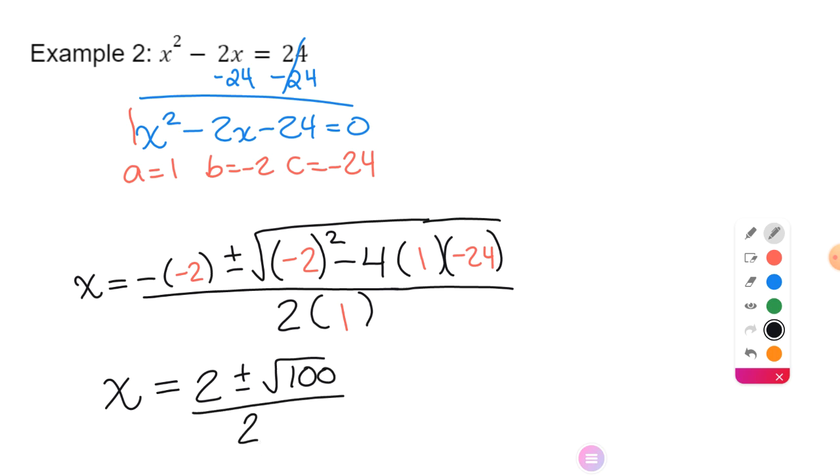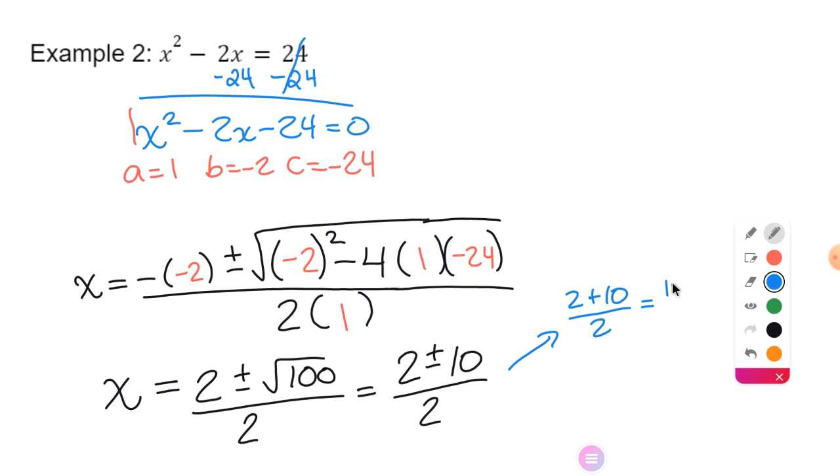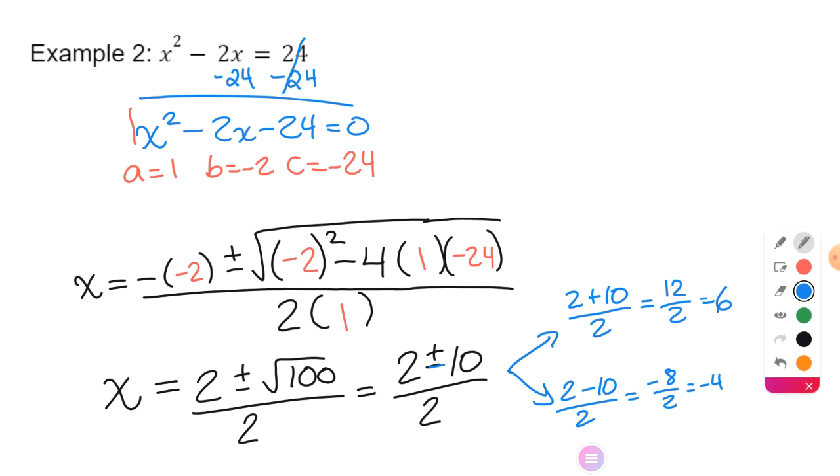Well, I know the square root of 100 is 10, so this is the same as saying 2 plus or minus 10 over 2. So 2 plus 10 divided by 2. 12 divided by 2 is 6. And 2 minus 10 divided by 2, negative 8 divided by 2 is negative 4. There's your answers, negative 4 and 6.